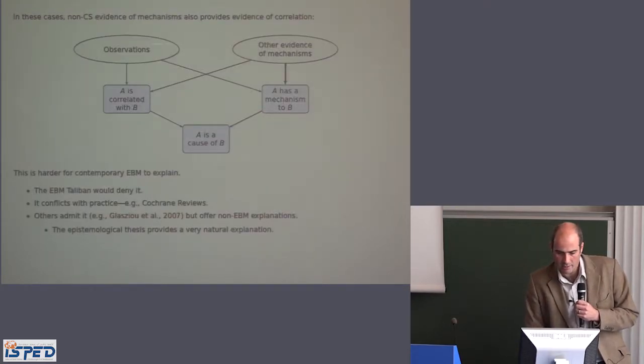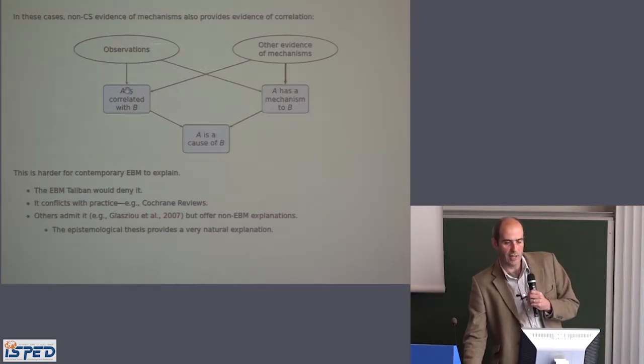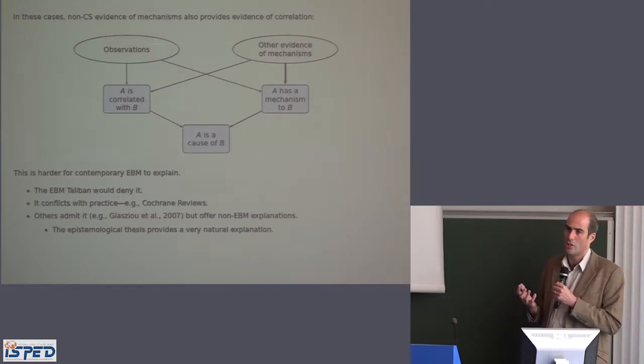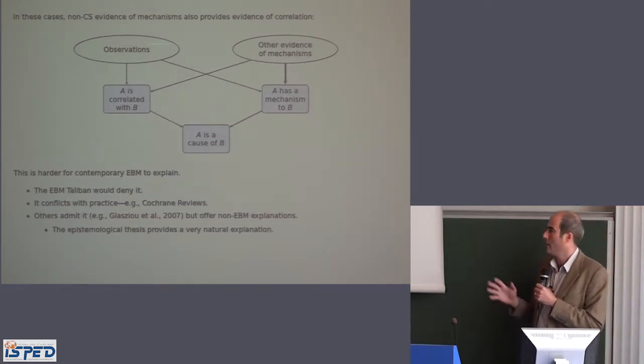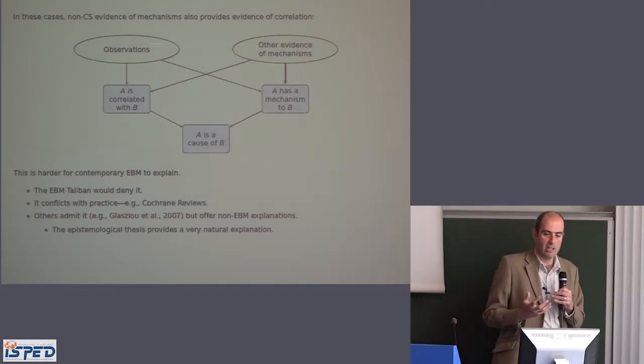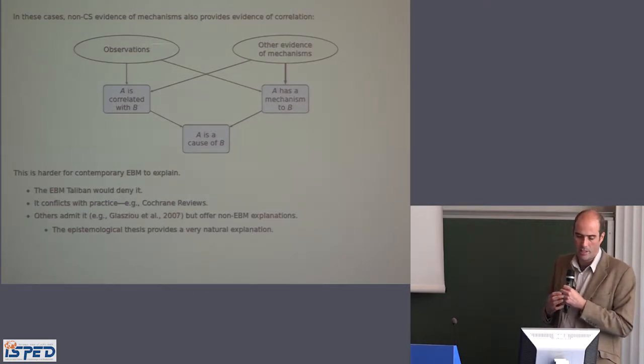Okay, so this is the picture there. You've got observations, you've got other evidence of mechanisms. They're supporting both correlation and mechanism, and therefore they're coming together to support a causal claim. Hardline EBMers, sometimes called the EBM Taliban, they deny that you can ever establish causation without randomization. And they would just deny that causation has been established in these cases. But I think it's pretty intuitively obvious that these are cases where it's unnecessary to do randomized studies.